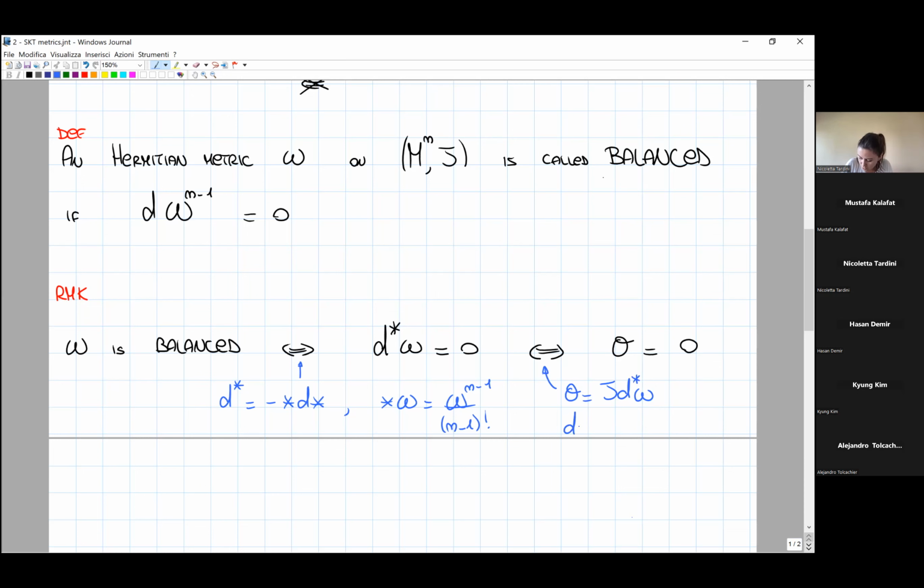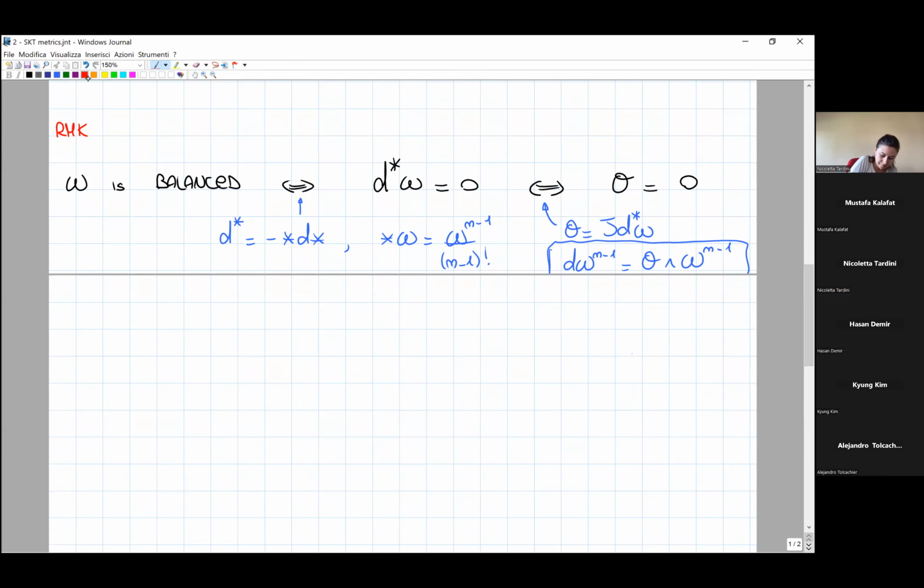Another possible definition of the Lee form is that d of omega^(n-1) is equal to theta wedge omega^(n-1), okay? So every time you have a metric, you have this equation. When theta is 0, this means that the metric is balanced, okay?